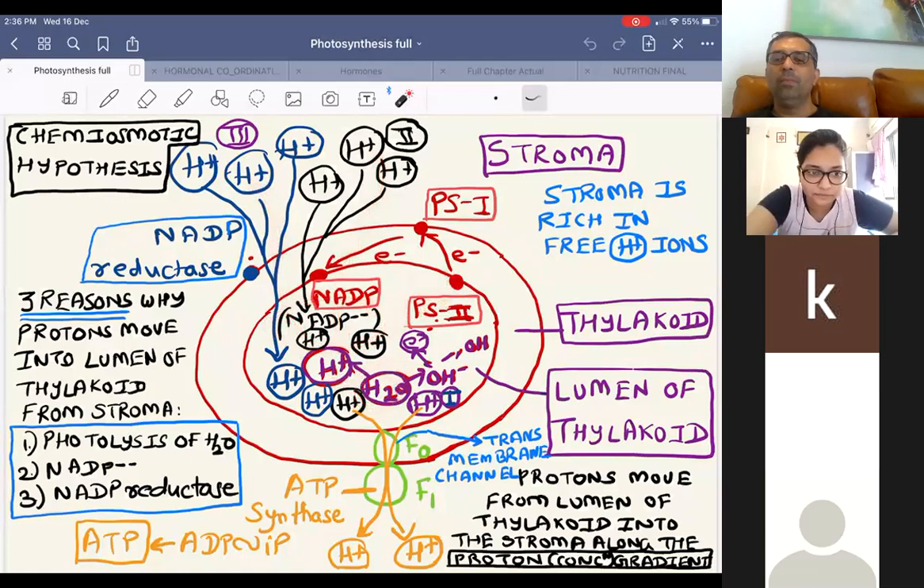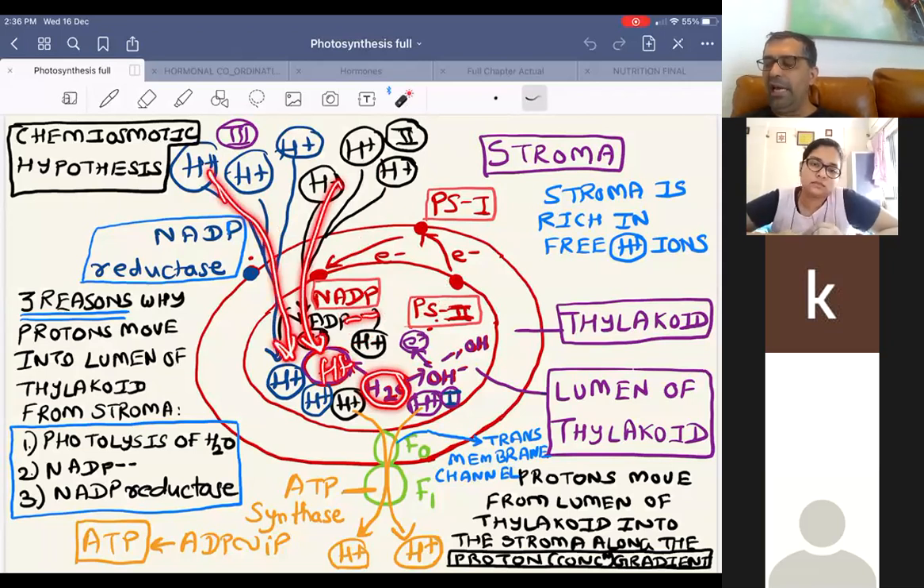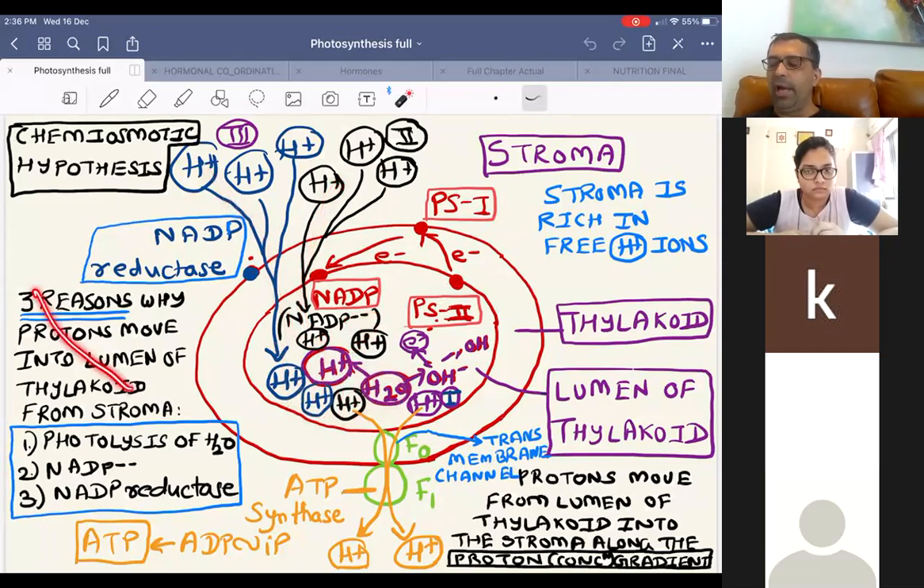Photolysis of H2O takes place in the thylakoid, so those protons will be present in the thylakoid itself. It will not attract from the stroma for photolysis of water. So, beta, photolysis also produces H plus, NADP minus minus also brings protons inside, NADP reductase also brings protons inside, and the proton concentration will increase. Photolysis of water cannot be the reason for proton moving into the lumen of thylakoid from stroma, because they're already present. So the statement is wrong. There should be 3 reasons why protons accumulate.